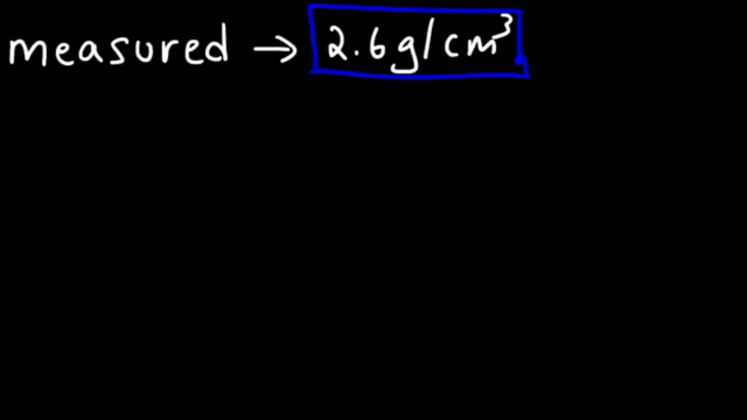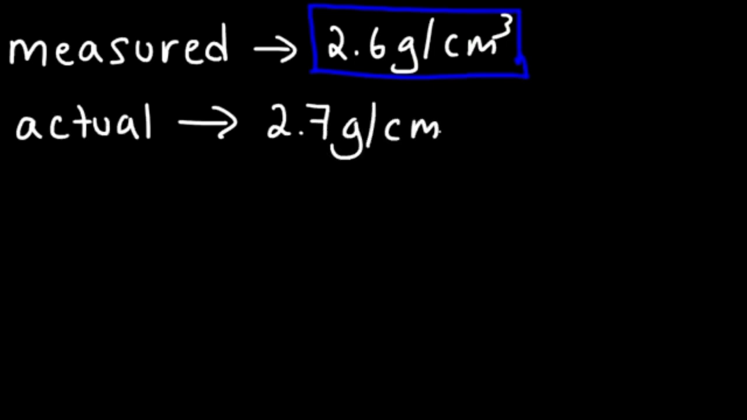Now the accepted value, or the actual density of aluminum, this is what you want to get in your experiment. This is the ideal value, which is 2.7 grams per cubic centimeter. So based on this, what is the percent error in this experiment?